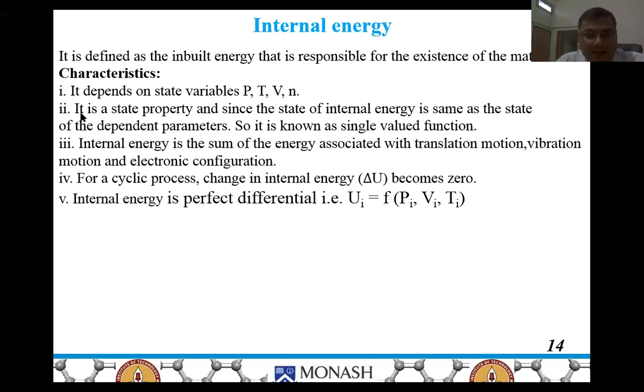For a cyclic process, the change in internal energy, delta U, is equal to 0, as the initial state and final state are the same. So the change in internal energy is 0. And internal energy is a perfect differential, so U will be represented as a function of pressure, volume, and temperature.